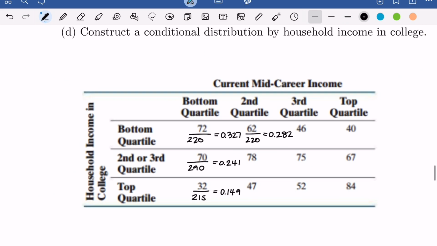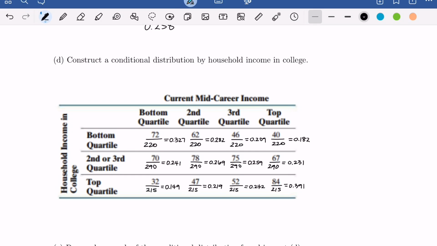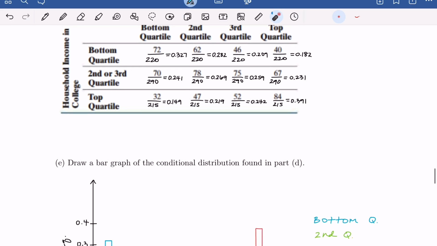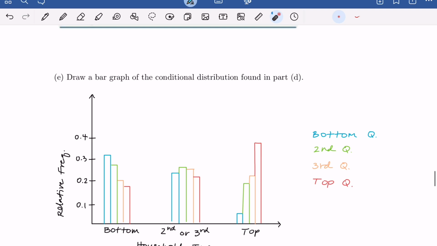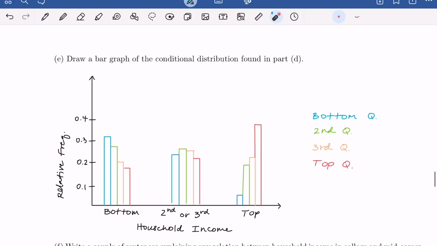All right, so I'm going to go ahead and fill that in. Filling in the rest of this table gives us the conditional distribution by household income in college. Now for part E, we want to draw a bar graph of the conditional distribution found in part D, and in the interest of time, I've already done so. We have household income on our horizontal axis and relative frequency on the vertical axis. I've color coded them, so the bottom quartile is in blue, the second is in green, and so on.